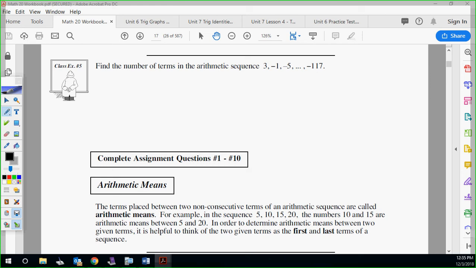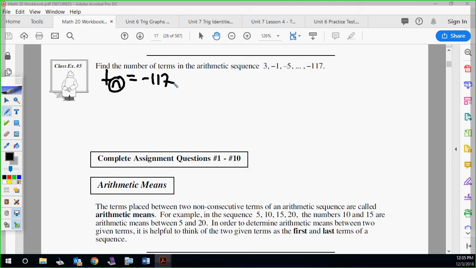They want to know what term number that is. So you're solving for n. Now, could you guess and check? Sure, but we shouldn't need to do that. What you're going to do is say, I'm trying to figure out T sub n. I don't know the n, but I know the output's -117, so we write it like this.